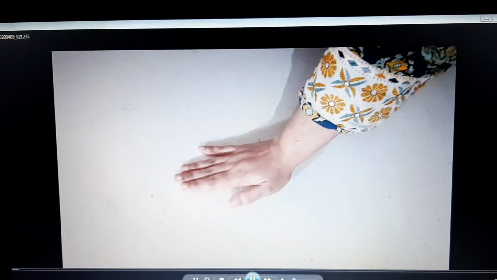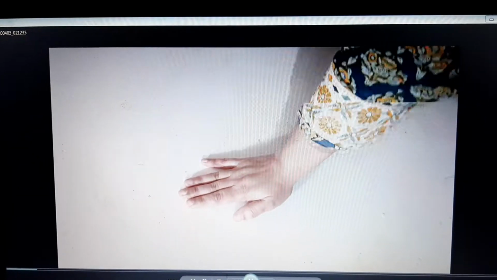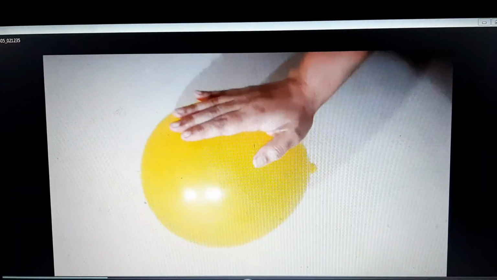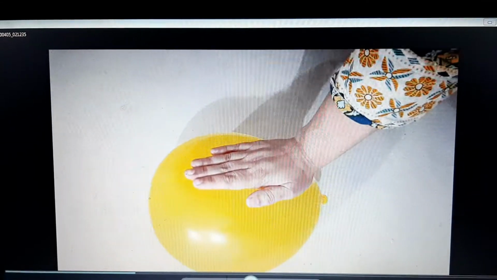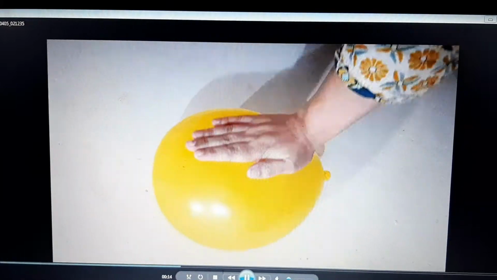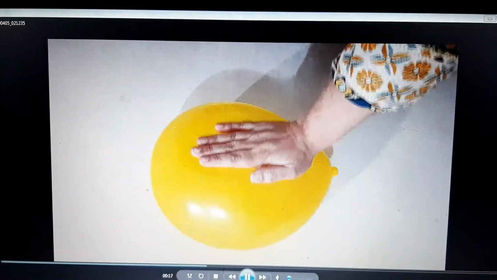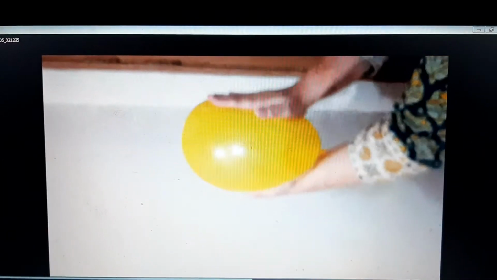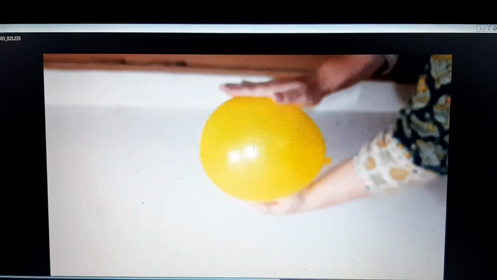You can see here I am pushing a wall. Can you see any push? No, because the wall is not moving. Now I am using a balloon to push the wall. The wall will not move, but you can see the amount of force I am applying with the help of the balloon. The balloon is squashing a bit by my force. You can see I am applying force on the balloon and it is squashing.